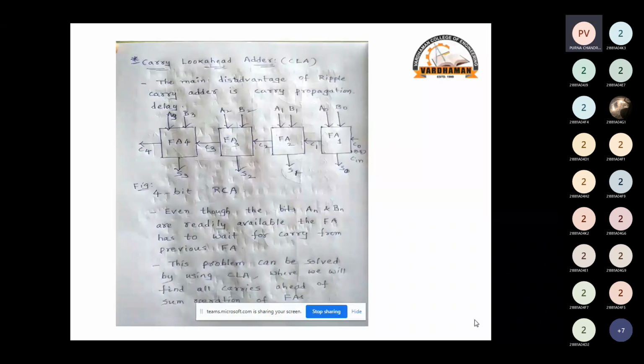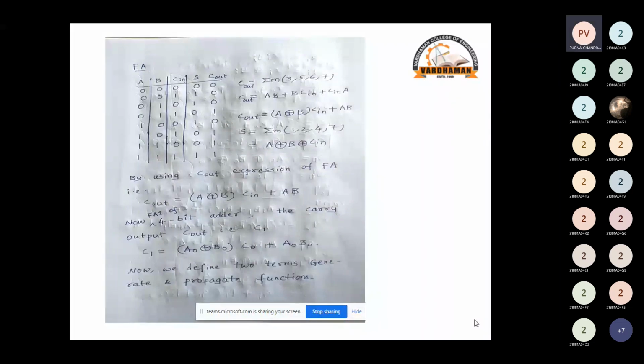This is already explained. So, carry look ahead adder. First we'll see the ripple carry adder, what the problem with it is, and how it can be resolved by using the carry look ahead adder, CLA for short. Already we know this table, the full adder truth table: 3 inputs and 2 outputs. The outputs are sum and carry.